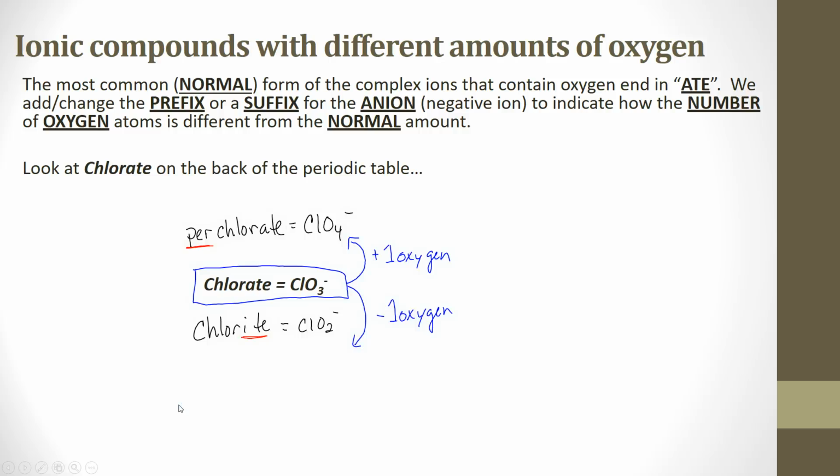We're going to remove 2 oxygens. So we're going to take away 2 oxygens from the original. And that's going to look like this, ClO with a minus. So we had 3 oxygens, now we only have 1 oxygen. And this is called hypochlorite.